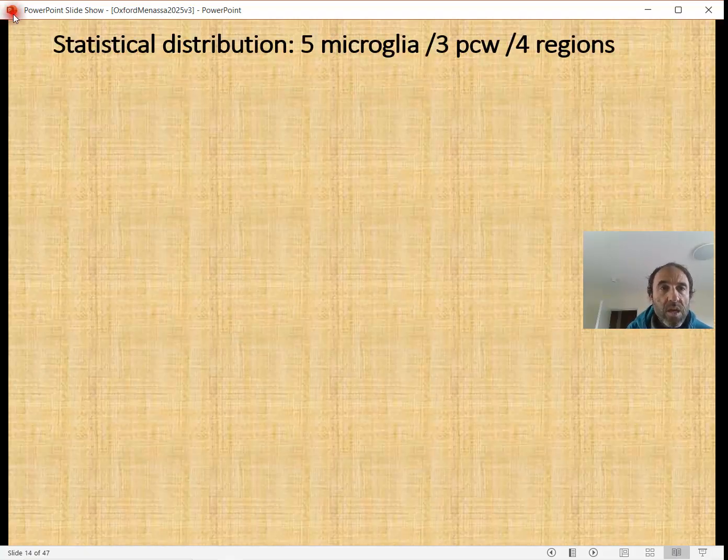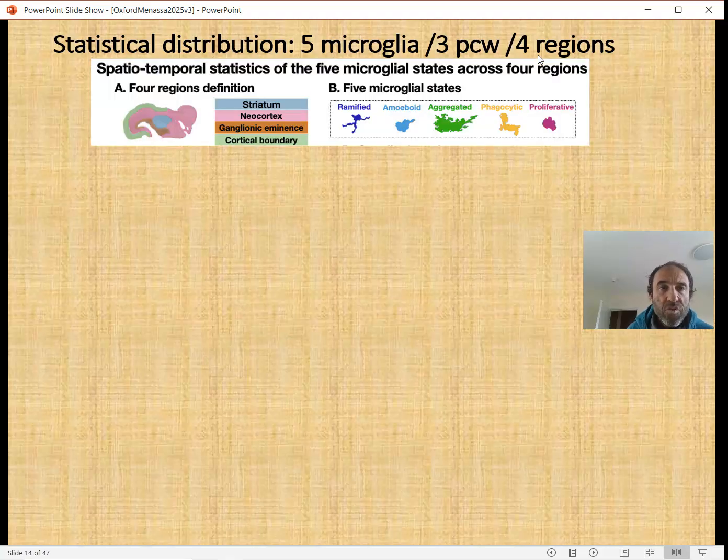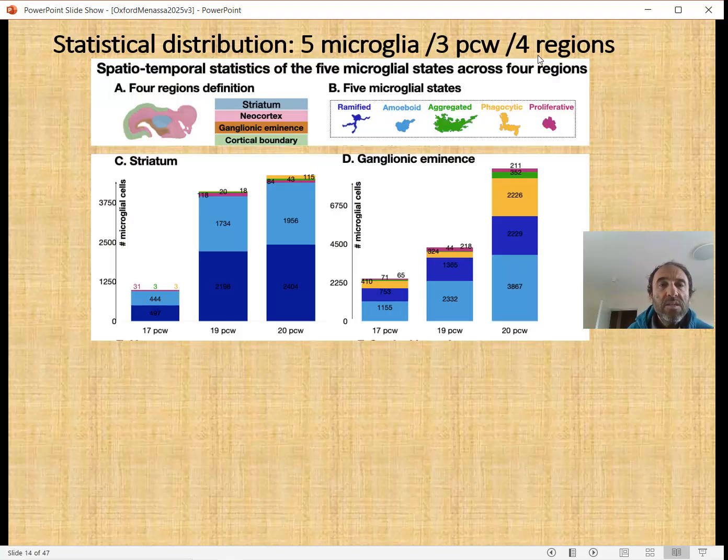So here we ended up with 5 types of microglia. We chose these, but it's possible to have others, 3 post-conceptual weeks, and we had 4 regions. So that's the 4 regions, the 5 microglia states, and one of the first results we obtained was the number of microglia of a given type across these different weeks. And you can see here for the striatum, for the ganglionic eminence.